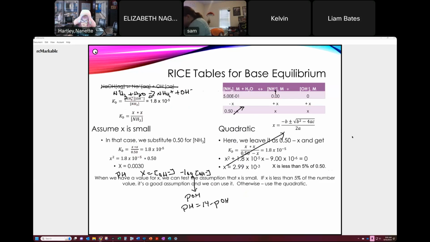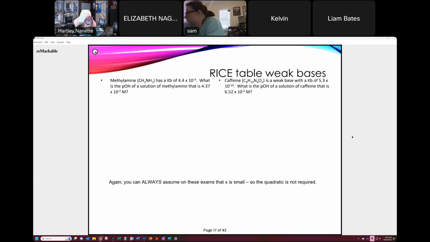So questions about that? So let's try a couple. Let's work with these. So methylamine is a base and has a KB of 4.4 times 10 to the minus 4th. What is the POH of a solution of methylamine that is 4.37 times 10 to the minus 2?